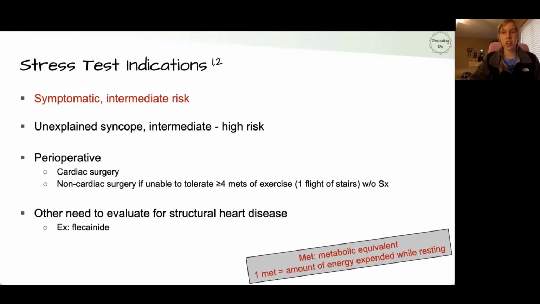So this is kind of a jargony thing. A MET stands for metabolic equivalent, and 1 MET is the amount of energy that you would expend just while resting. 4 METs of exercise is commonly described as being able to climb 1 flight of stairs. And if your patient can do that without chest pain symptoms, then if it's a non-cardiac surgery, they don't need a stress test.